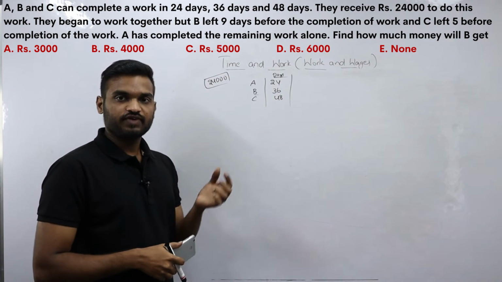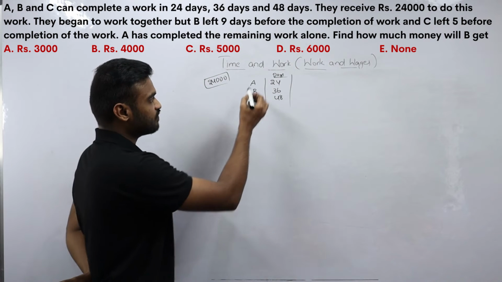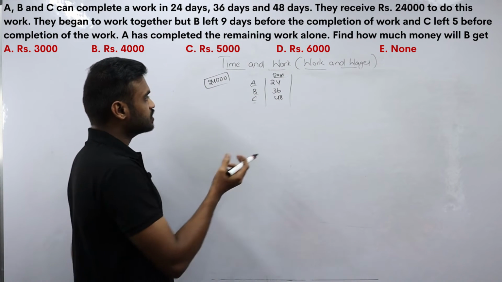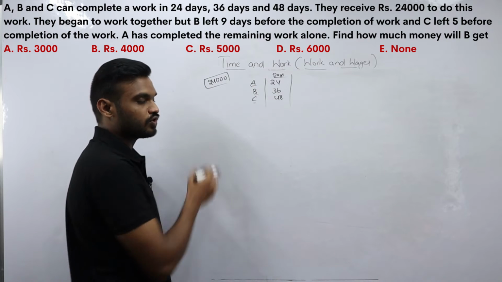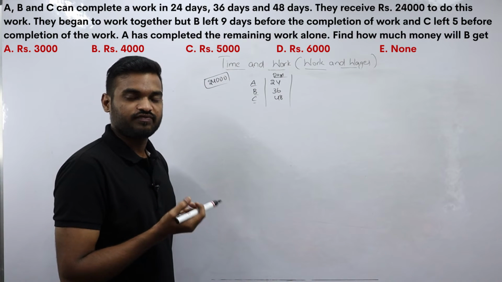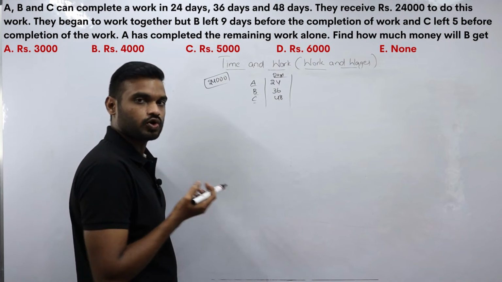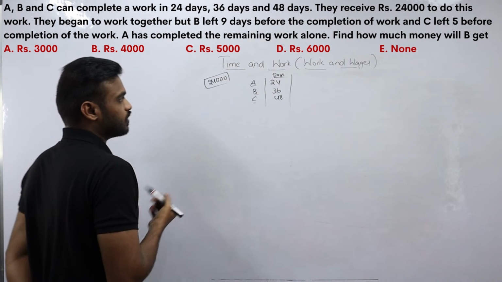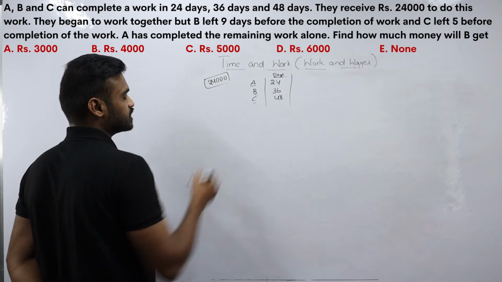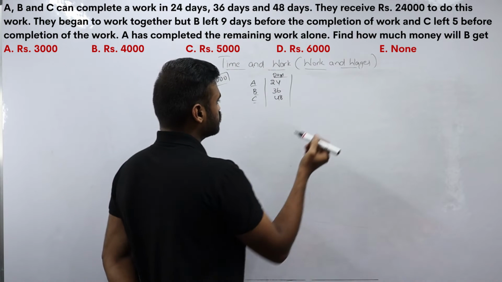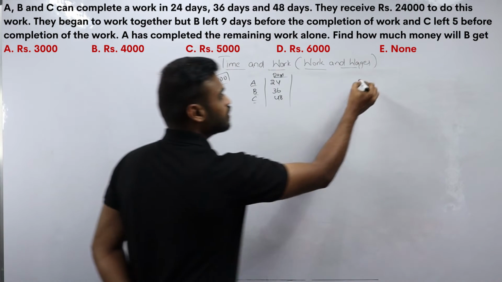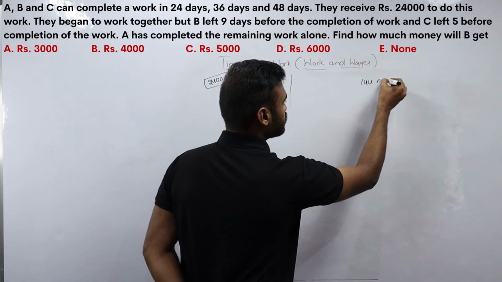To find that, first of all I need to know the ratio of efficiencies of A, B and C. After that I can simply say what is the share of B in this 24,000 rupees. To find the efficiencies, first of all I need to know the total amount of work to be done. The total work will be the LCM of 24, 36 and 48. That is 48 twos 96, and 48 threes 144, divisible by 24 and 36. Yes, 144 units.